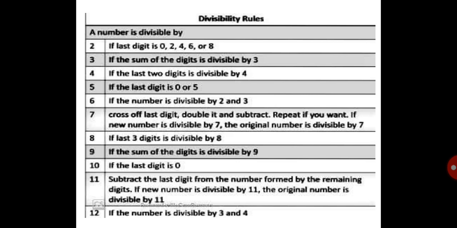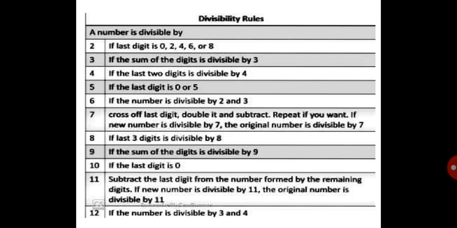Now, next is divisibility by 10. Students, it is very easy, because in this rule we have to only check whether the last digit is 0 or not. So for example, 600, 750, 950, these are divisible by 10 because their last digit is 0.